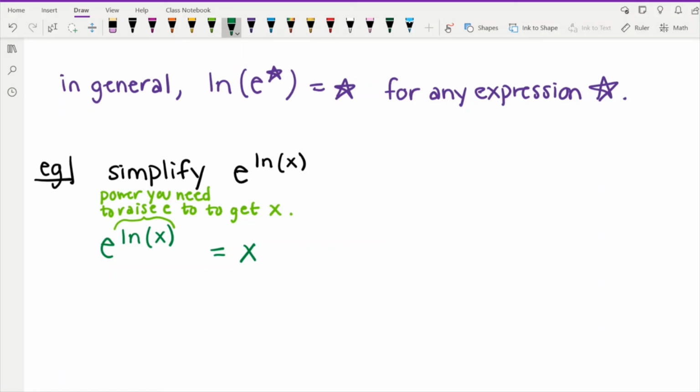Again, I would really pause it and just make sure you understand this. I know it's a little confusing, but it's basically by design, right? If we're taking e and we're raising it to the power that we're specifically supposed to raise e to get x, of course our answer is going to be x, right? Because that's the exponent we're raising it to. We're raising it to the exponent that is going to give us x.